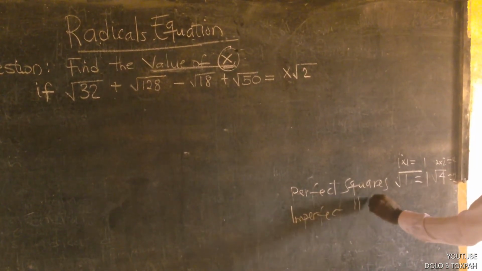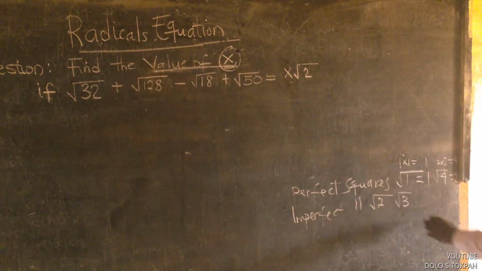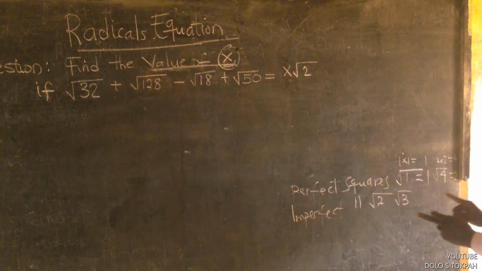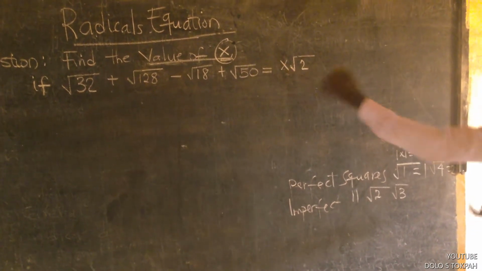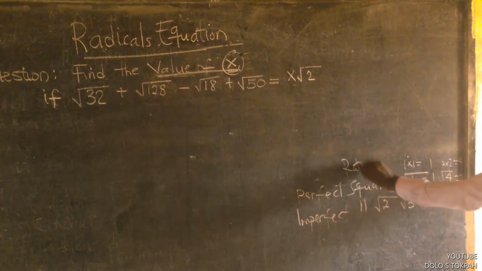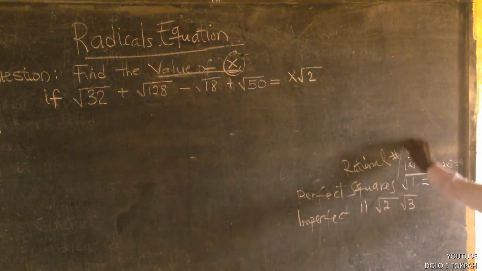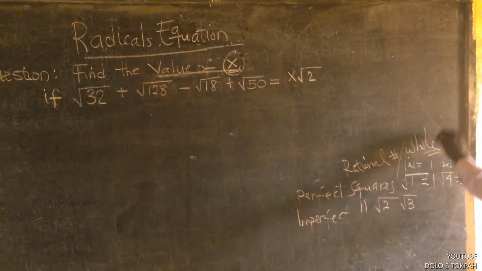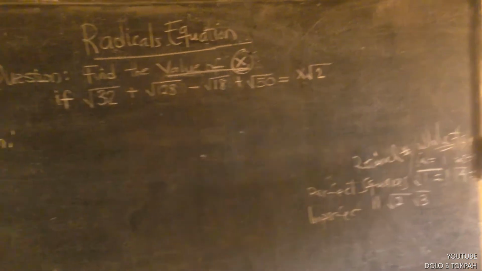But the imperfect ones are root 2, root 3. The reason we need both perfect and imperfect is that we are talking about radicals. If we only had perfect squares, we would come back to a whole number, which means you are no longer on a radical but rather a whole number.